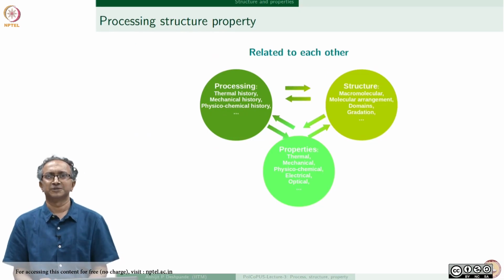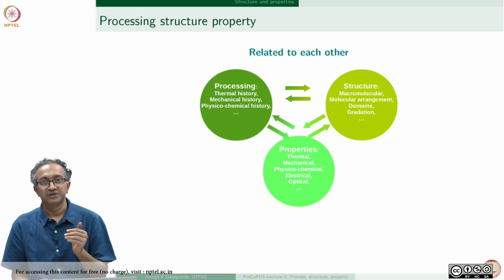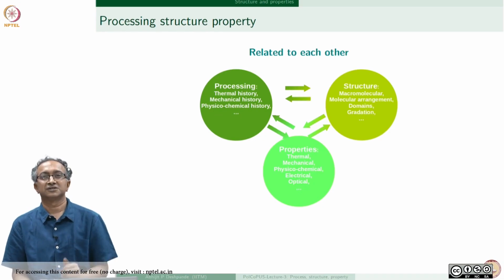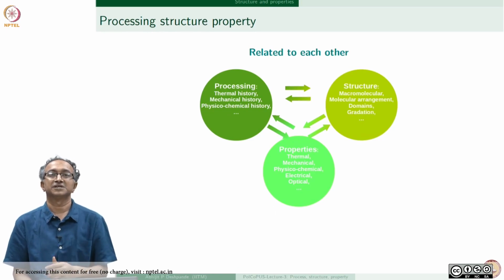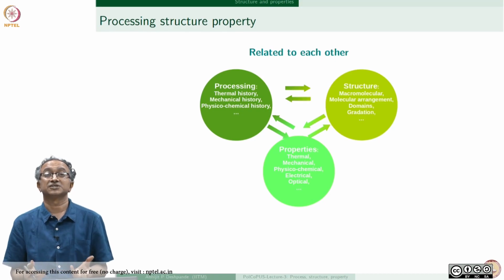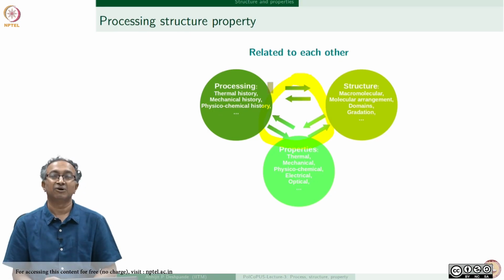This is not unique to polymers, by the way. Most material scientists would talk of process structure property relations in the material, because the way you process them will determine their structure and properties, or depending on the structure of the material, processing and properties will be determined, or properties will determine what process and what structure they have. So it's basically interrelations between all of these.